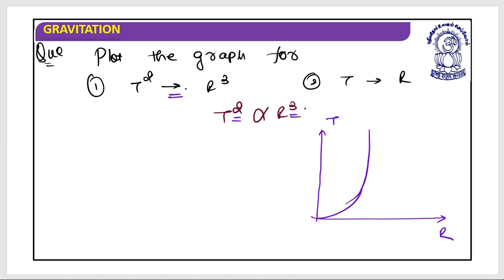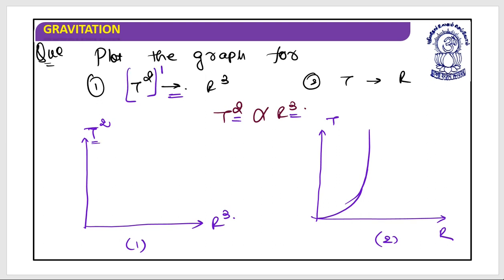Now let's plot T square versus r cube. This is the second and this is the first. This is T square, this is r cube. T square has a power of 1, and r cube has a power of 1. When both have a power of 1, it must be a straight line. I hope this is clear. Is it clear?